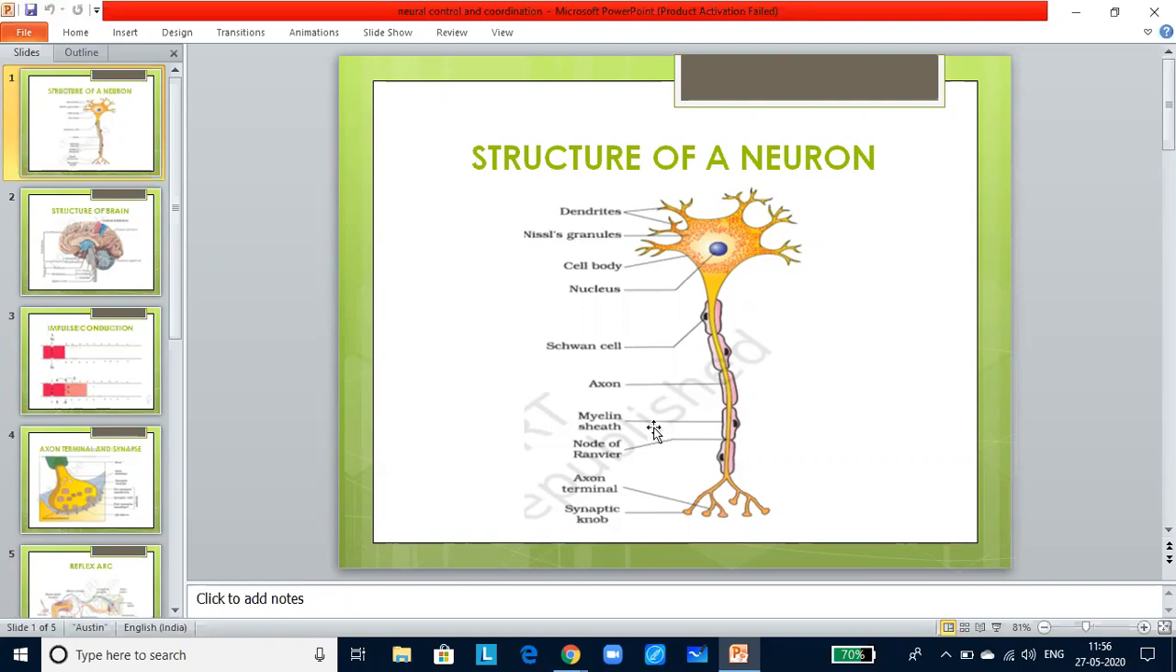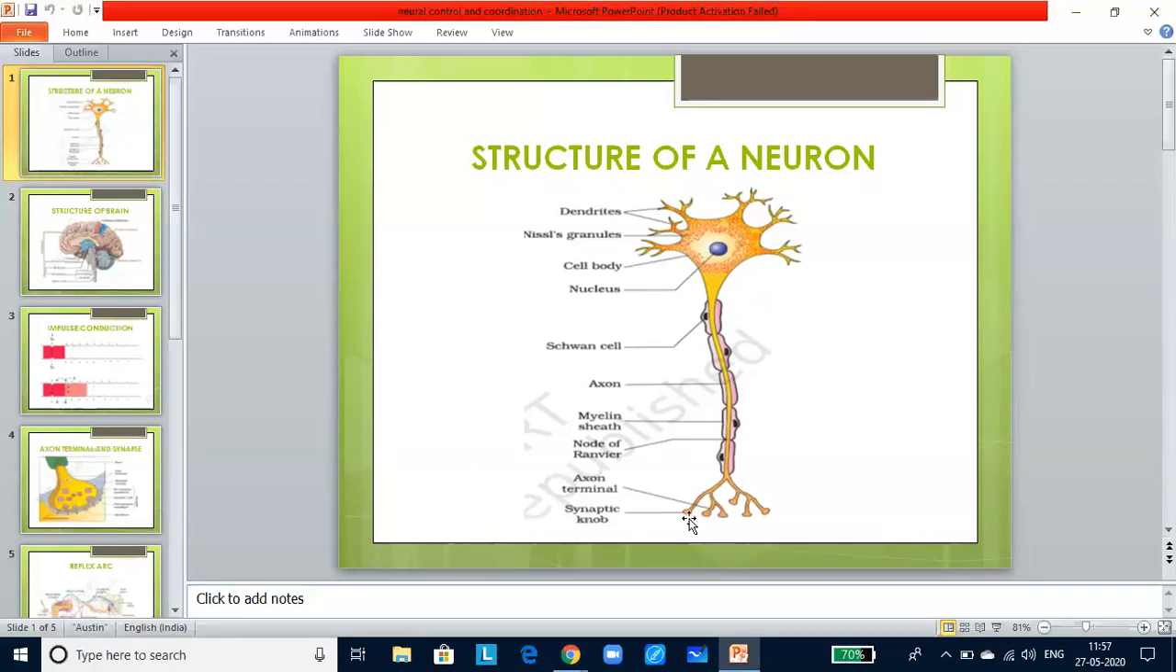At certain places, the insulation or myelin sheath is interrupted, and such places are called the nodes of Ranvier. So these are the interruptions you see in the myelin sheath, and this is called the nodes of Ranvier. Now the synapse is the junction between the dendrites of one neuron with the axon terminal knobs of another neuron. The synaptic knobs possess synaptic vesicles containing neurotransmitters.